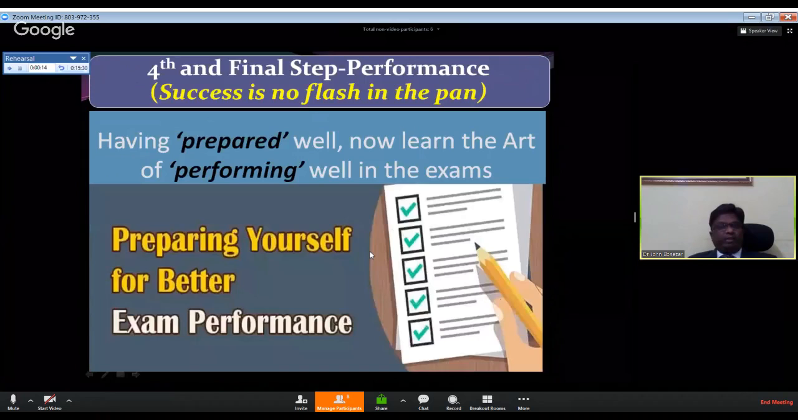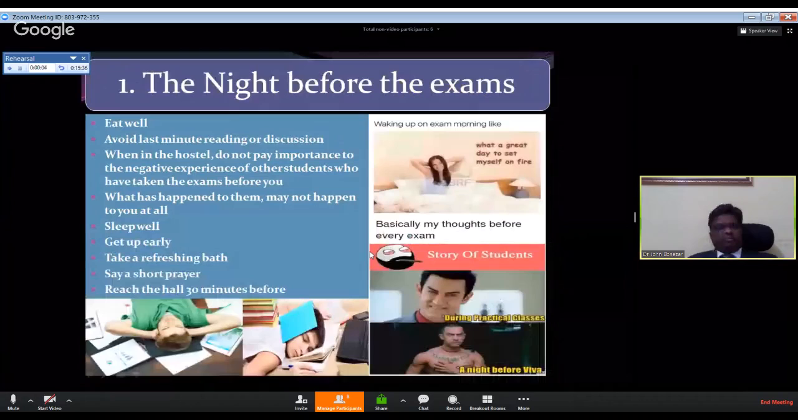Well, the night before the exams, don't be under tension. Eat well. Avoid last minute reading or discussion. When in the hostel, do not pay importance to the negative experiences of other students who have taken the exams before you. They may not have many good stories to tell you.